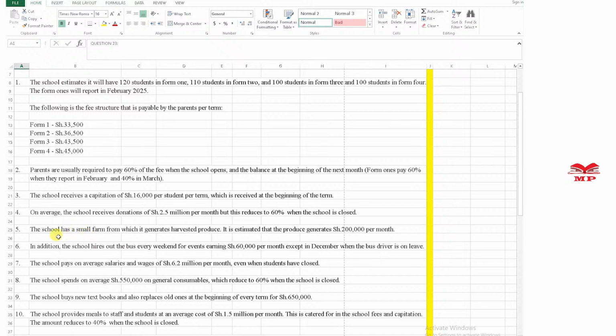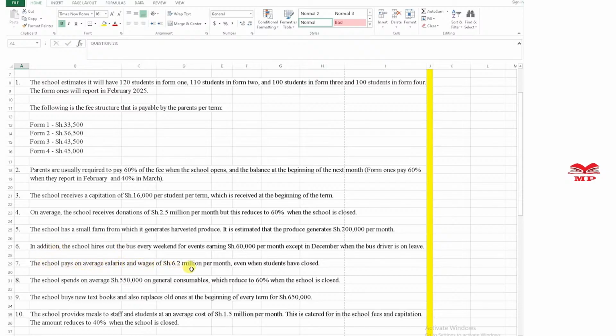Number 6, in addition, the school hires employees. Every weekend the bus driver earns 60,000 per month, except in December when the bus driver is on leave. Number 7, the school pays on average salaries and wages of 6.2 million per month.